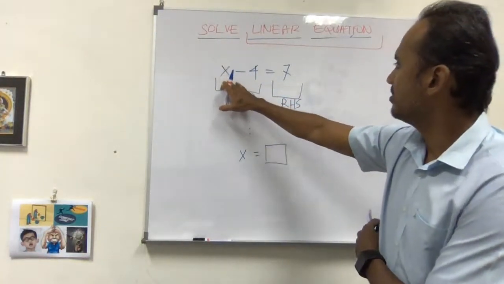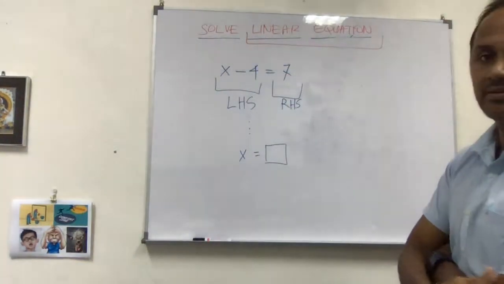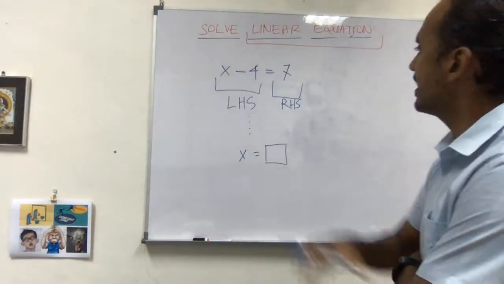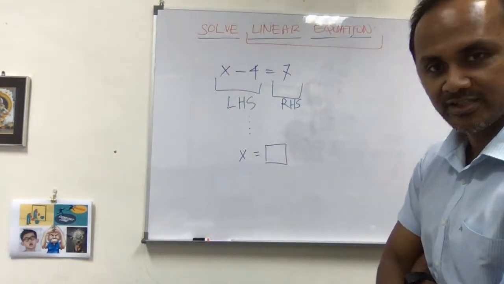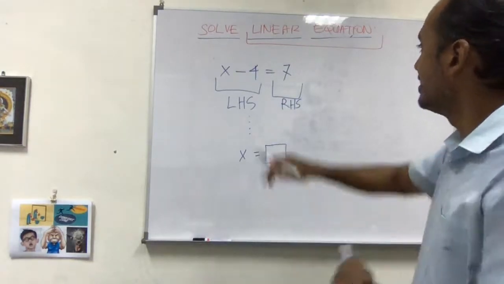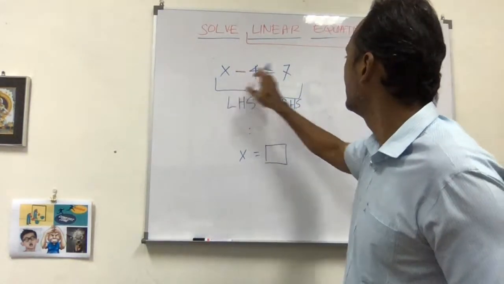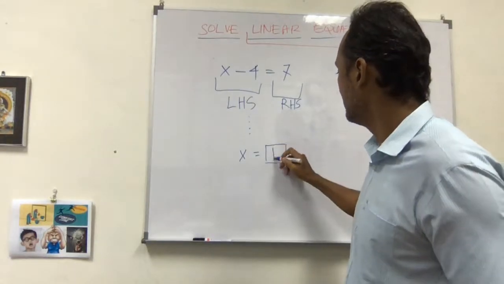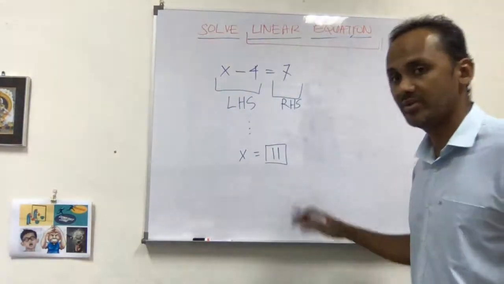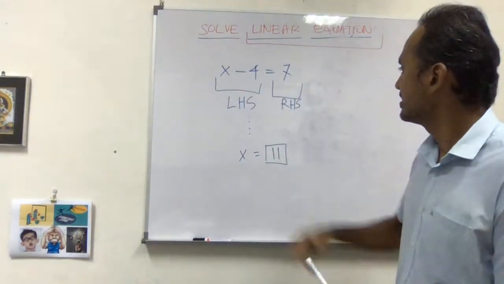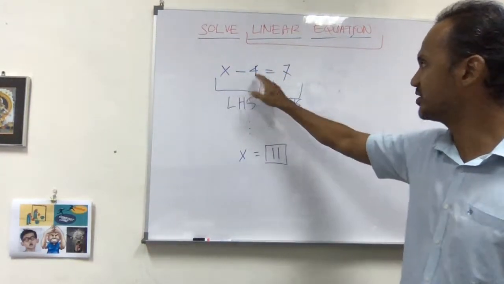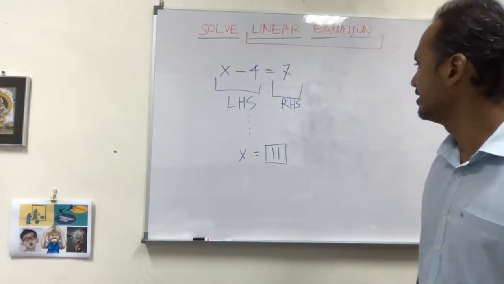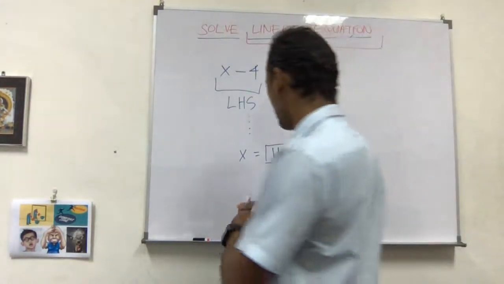Unknown, some number minus 4 equals 7. What can be x? Yes, correct. x can be 11. We can check. We can put it in and verify: 11 minus 4 is 7. You're right. So this is called a solution.